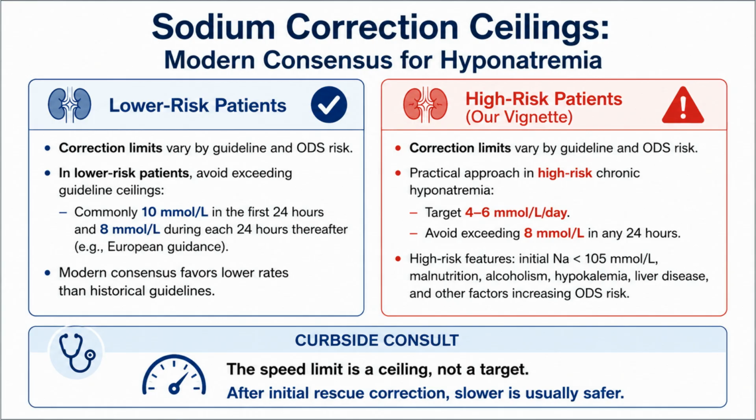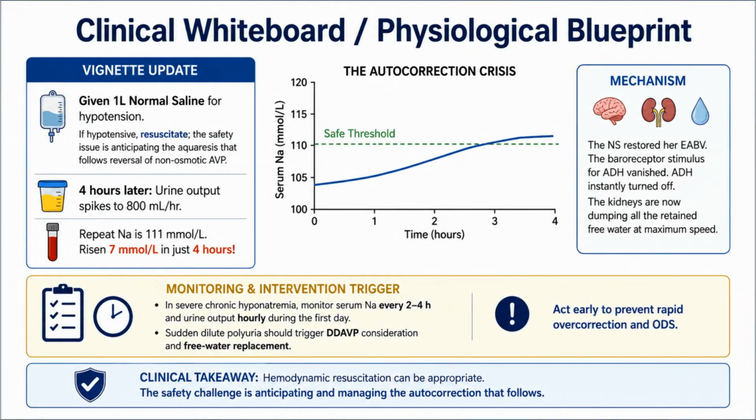The next problem is that the body may correct faster than you ordered. The case now receives 1 liter of normal saline for hypotension. 4 hours later, urine output spikes to 800 milliliters per hour, and sodium rises from 104 to 111 millimoles per liter. Question: did the saline itself account for the whole correction? Usually, no. The bigger mechanism is reversal of non-osmotic ADH. The saline restored effective arterial blood volume.